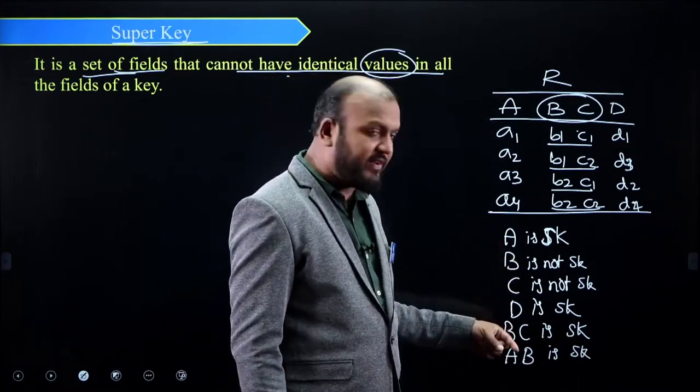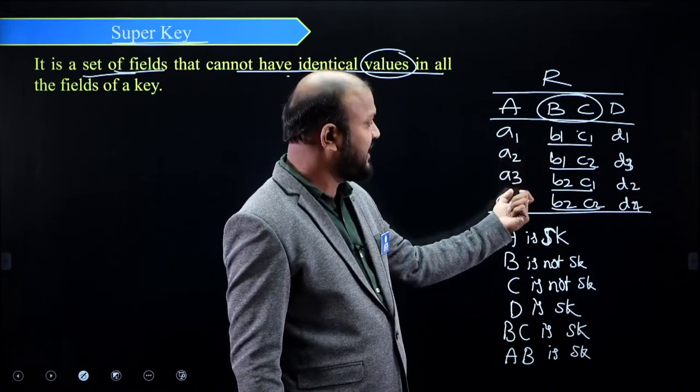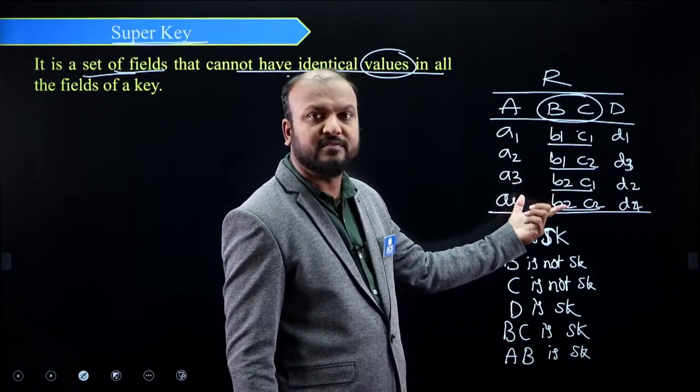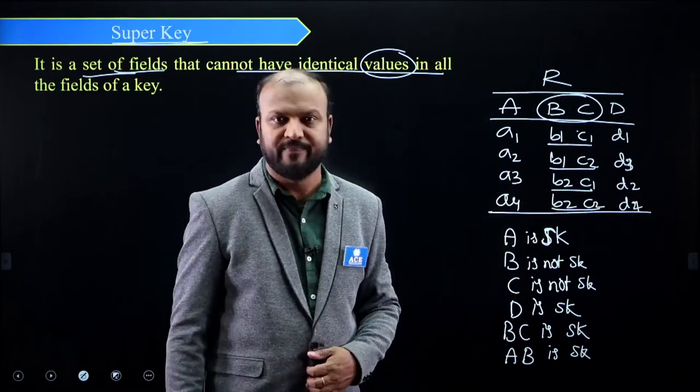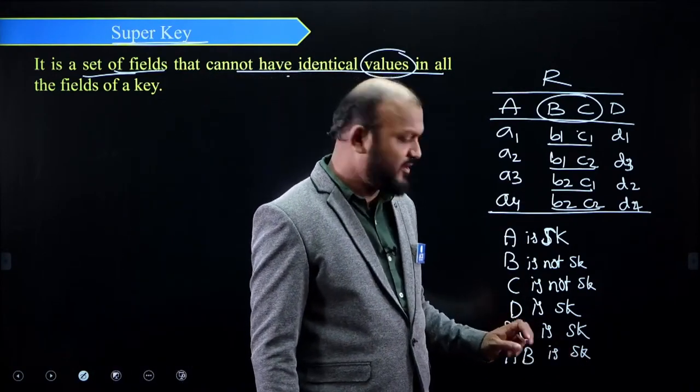Means the combination of A and B, look at A1 B1, A2 B1, A3 B2, A4 B2. Is this combination duplicated? No. Because it is not duplicated, I can call it a super key. Right? Are you getting my point?